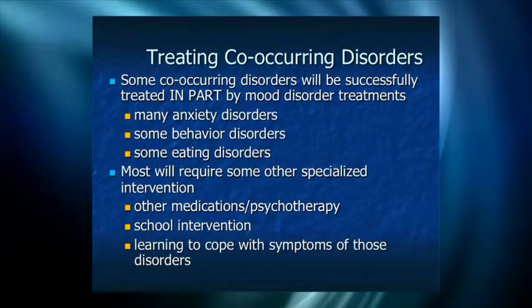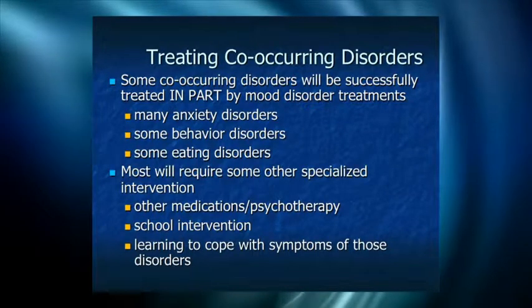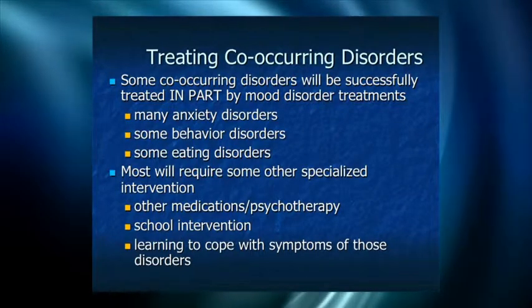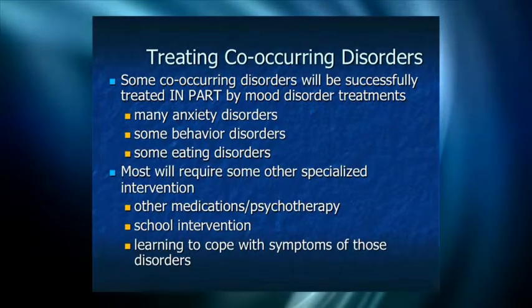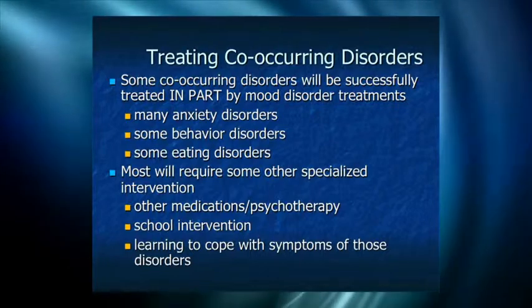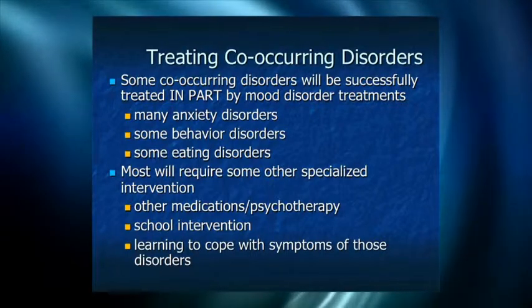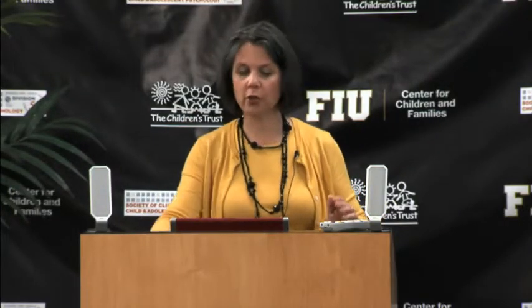And some kids truly have both diagnoses, but it's easy, if you're in one camp or the other, not to quite recognize the other. So I would encourage people to really become very familiar with all of the sorts of disorders that children can experience. So, just a few comments on treating co-occurring disorders. Some will be successfully treated in part by treating the mood disorders, many of the anxiety, behavior, and eating disorders, but most will require some other kind of specialized intervention: other medications or psychotherapy, school-based interventions, or learning to cope with symptoms of those disorders. Okay, so now we're going to talk about biological interventions.